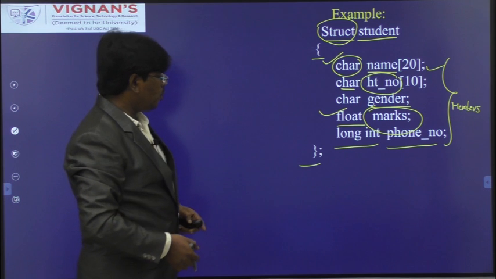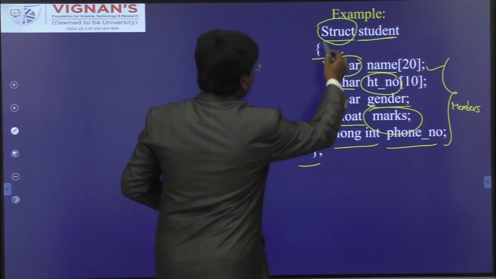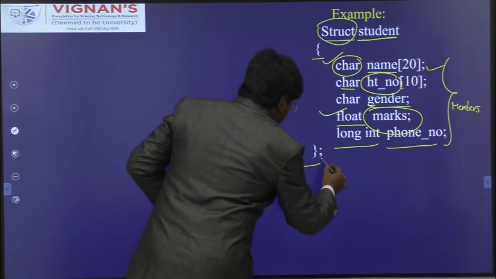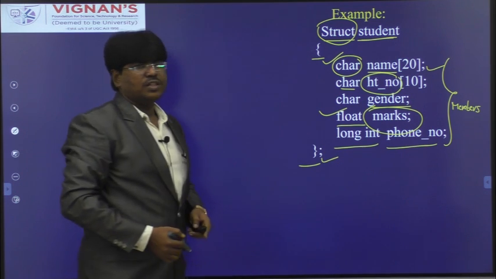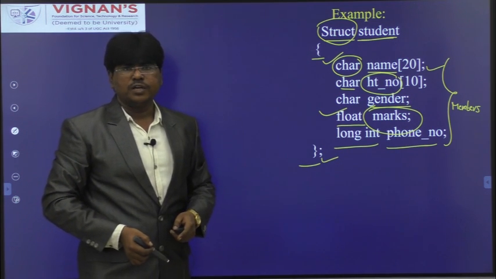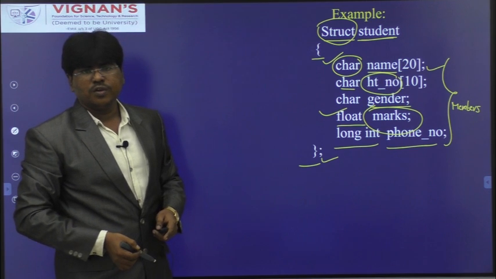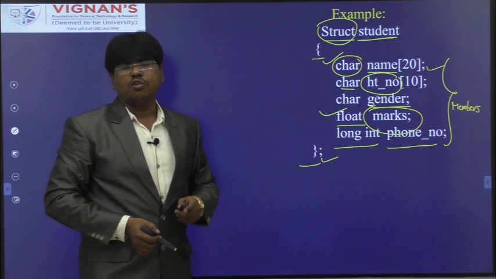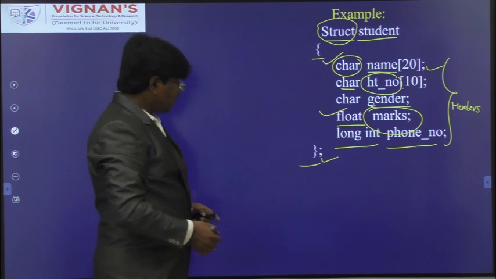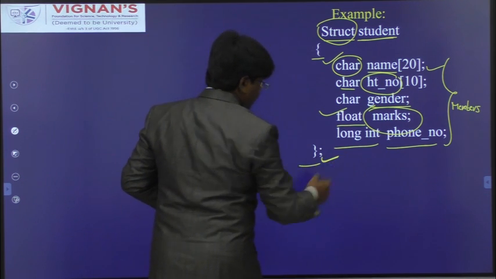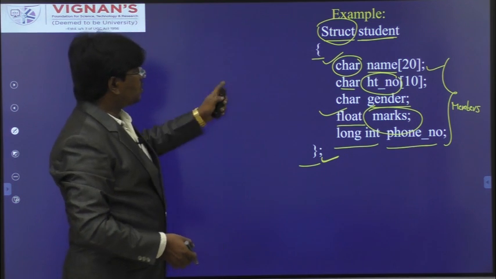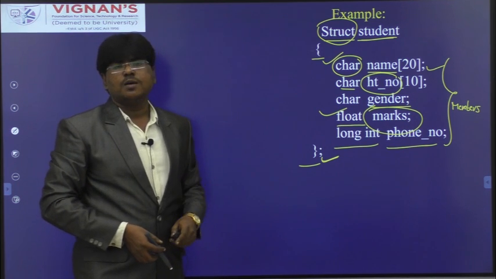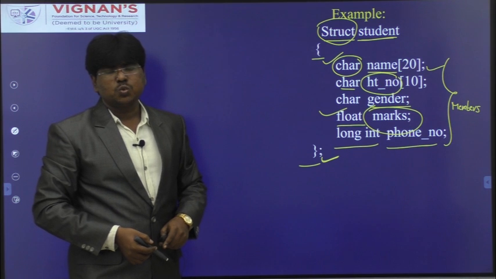Another important point you have to consider: when you have declared a structure, always you have to end the structure with a semicolon. It is a very very important rule that we have to follow while declaring the structure. Whenever you have declared all the members of the structure, you have to close the structure and end it with a semicolon. It is very very important.